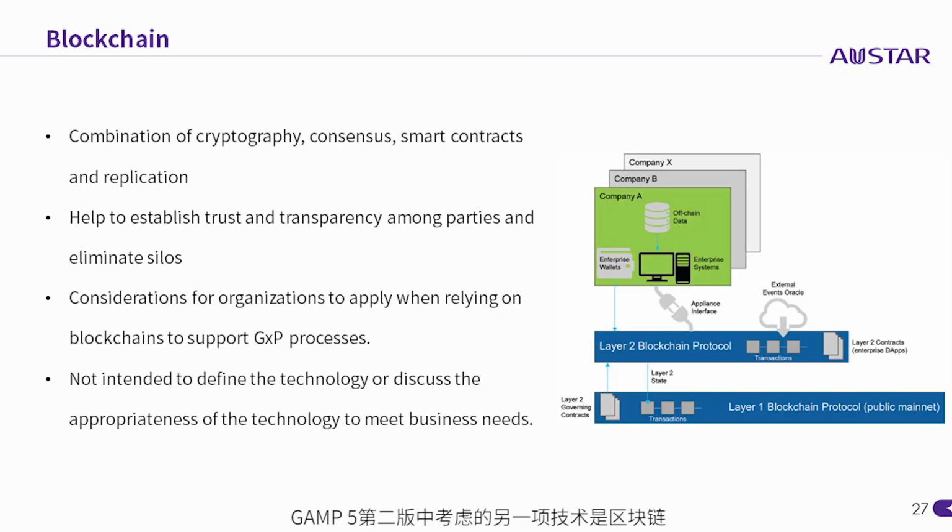Another technology that is considered in the GAMP 5 2nd edition is the blockchain. The blockchain establishes trust and transparency among parties by using a combination of cryptography, consensus, smart contracts, and replication. Blockchain has become an important technology in the life science industry, especially when data are processed across several organizations. GAMP 5 2nd edition does not define the technology or discuss the appropriateness of the technology to meet business needs. Rather, GAMP 5 2nd edition provides considerations for organizations to apply when relying on blockchains to support business processes.